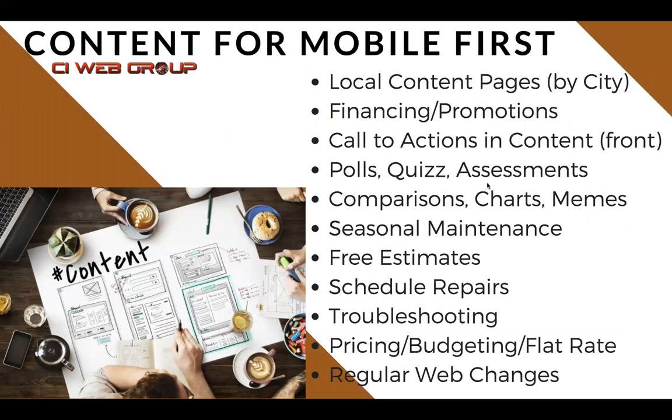Speaking of content, that's exactly what has to change. The content on every website has got to be restructured. Having content that's local by city. If you just have all the cities listed on your site, that's not enough. You've got to have content by city. One of the easiest ways to do that is to have review content by city using a structured data app. Financing and promotions, call to actions, all embedded.